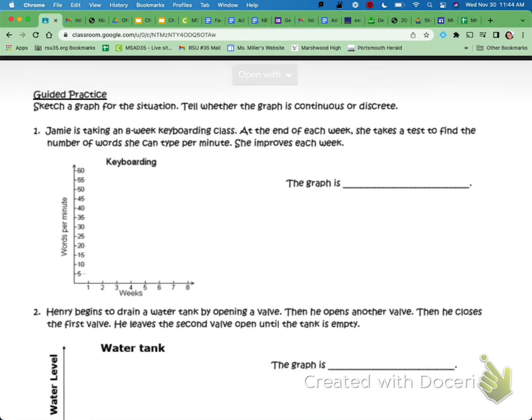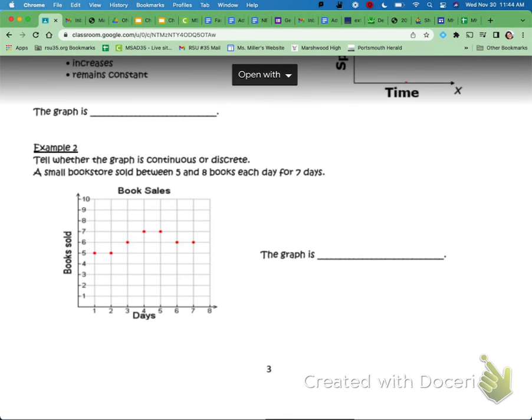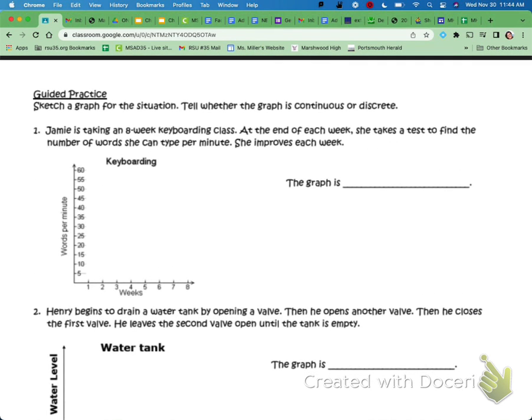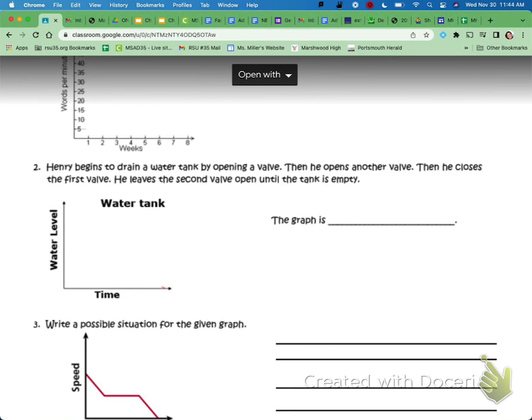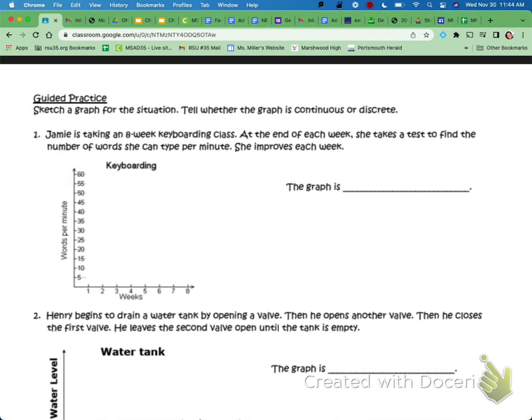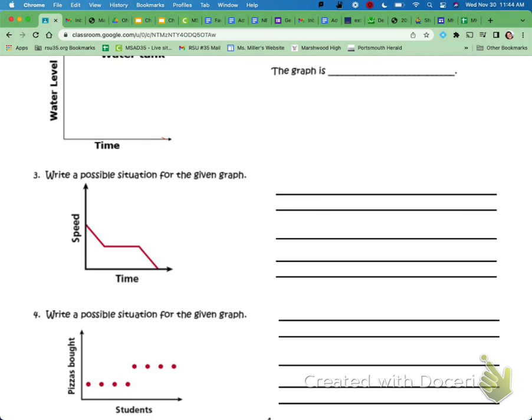All right, so now, easy peasy. That's it for your notes. So now what I want you to do in your group is work through these guided practice problems, please. So you got 1, 2, 3, 4 problems I want you to work on with the people around you. Go.